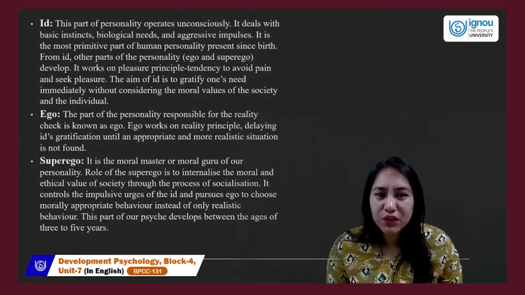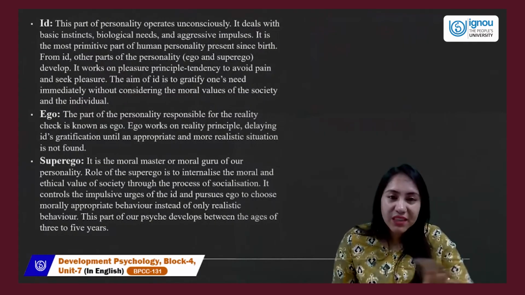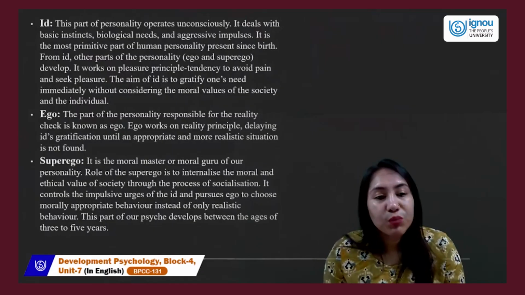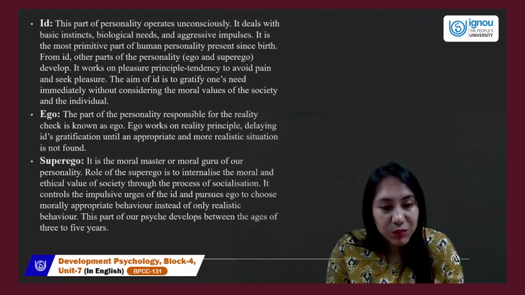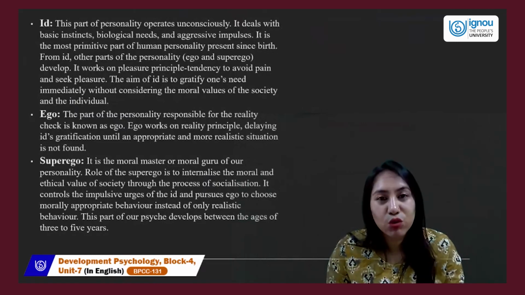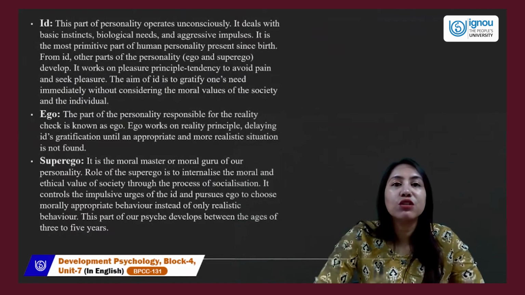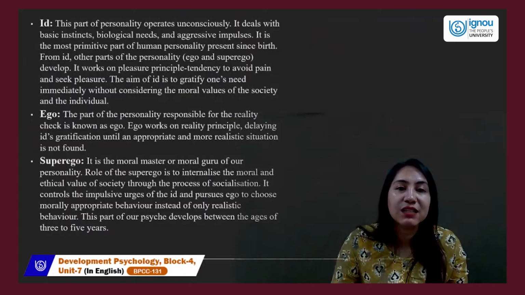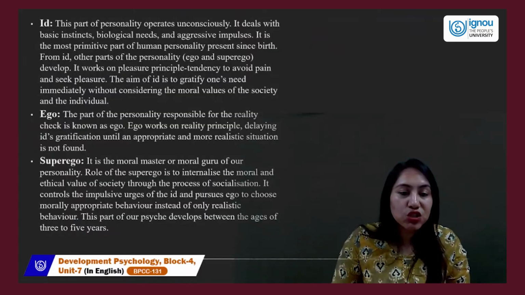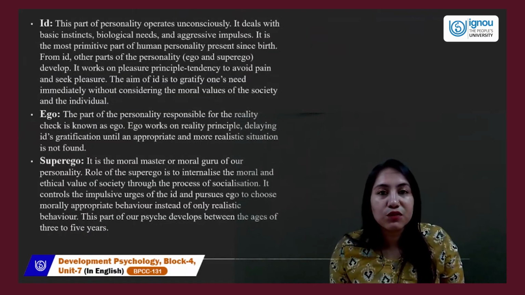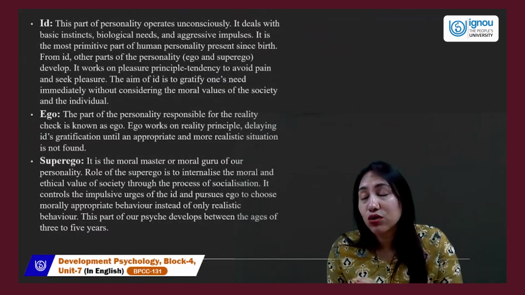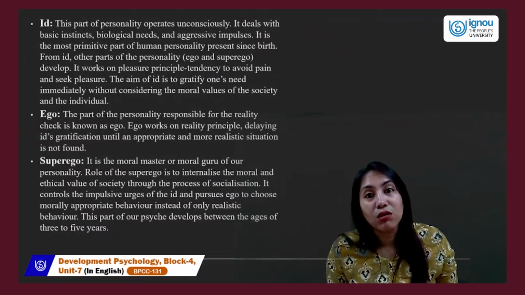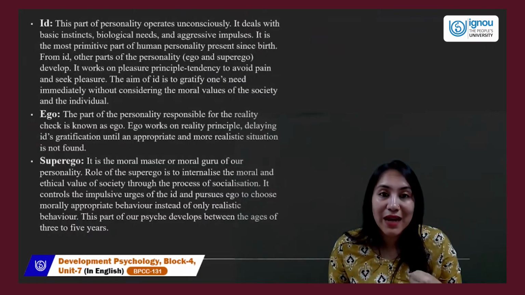Then we move to the ego. Let's come to superego first, because ego is weighing the entire balance of the two. Superego is the moral master, the moral guru. It's also called the moral principle of personality. The role of superego is to internalize all the moral values of the society, the ethical values and instructions of the society, through the process of socialization to the child, to the individual. It controls all your impulsive urges. All your basic drives are actually controlled.